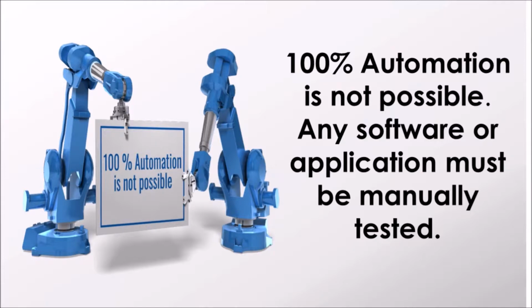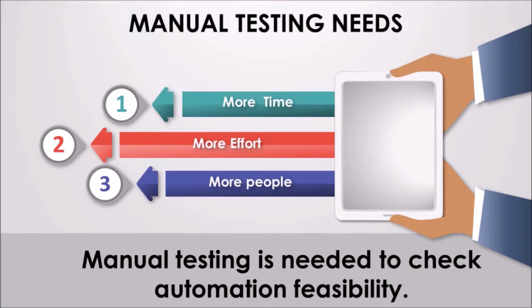Any software, product, or application must be manually tested before determining the feasibility for automation. It could be different types of applications. Based on the application, the type of automation is determined. Manual testing needs 3 things: more time, more effort, and more people. Manual testing is needed to check automation feasibility. Applications are of different types, and based on the application type, the automation tool is decided.